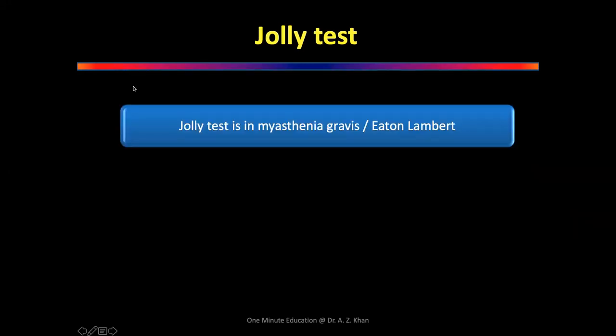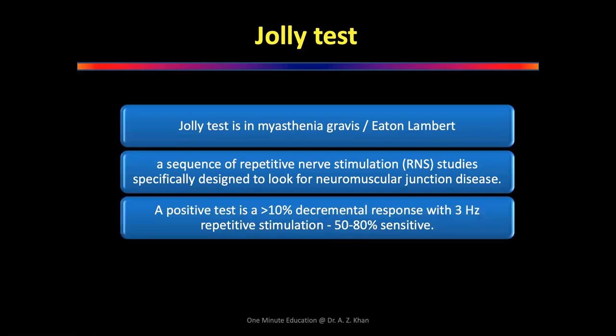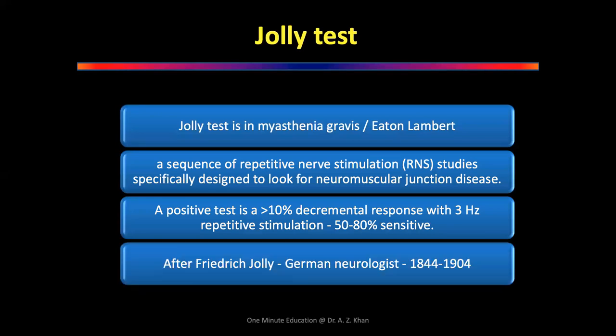It's myasthenia gravis, okay? It's a sequence of repetitive nerve stimulation studies specifically designed to look for neuromuscular junction disease. A positive test is more than 10% decremental response with 3 hertz of repetitive stimulation. It is about 80% sensitive in diagnosing myasthenia, described by Friedrich Jolly.